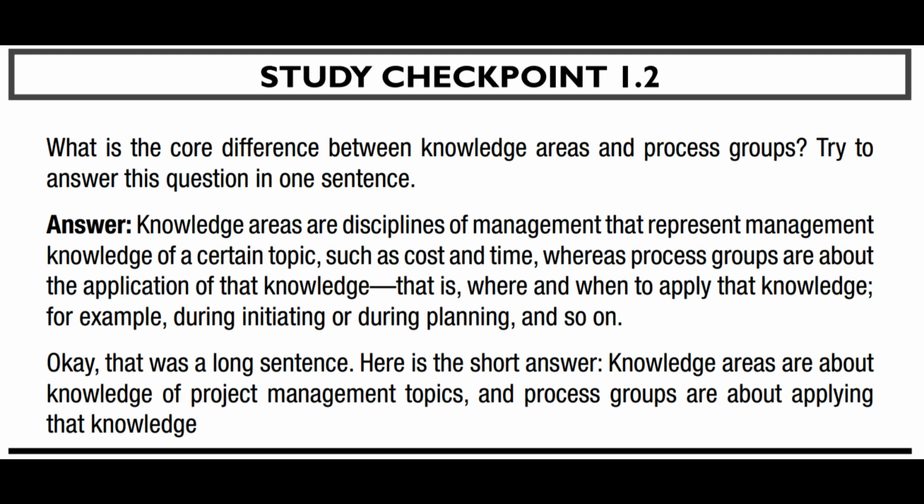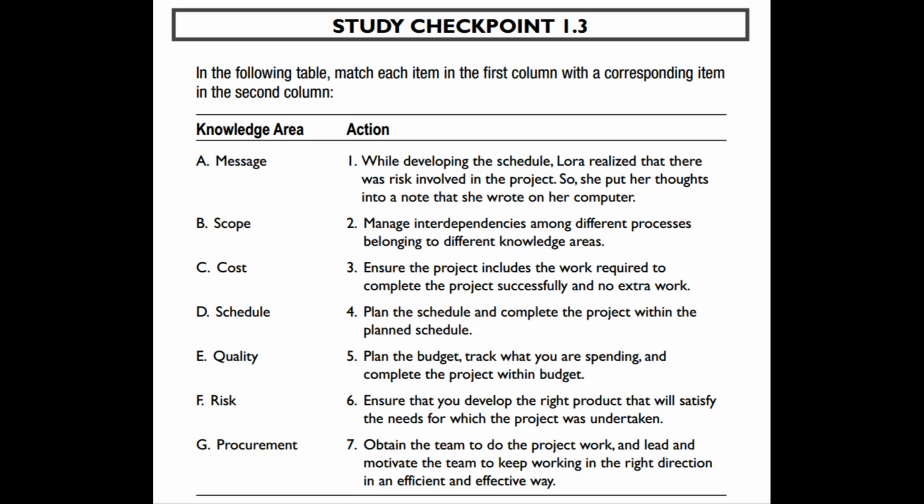Okay, that was a long sentence. Here is the short answer: knowledge areas are about knowledge of project management topics, and process groups are about applying that knowledge.